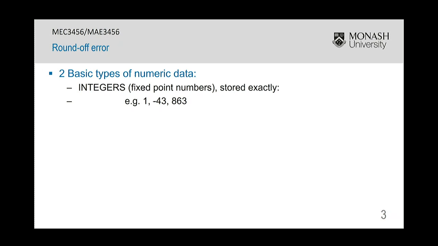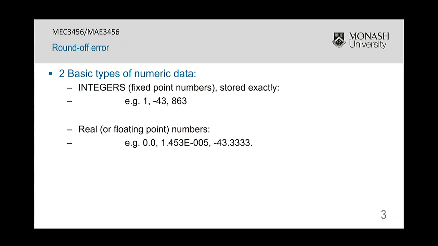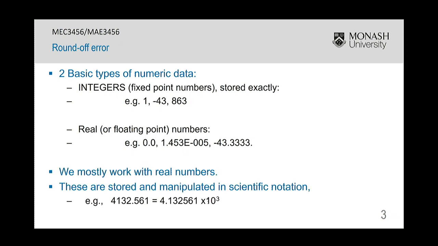In numerical computation, there are two basic types of numeric data. There are integers, also called fixed point numbers or whole numbers, and these are stored exactly. For example, 1, -43, 863 are exact. There are also reals, sometimes known as floating point numbers. For example, 0.0, 1.453e-5, 43.333. All of these are examples of real and floating point numbers.